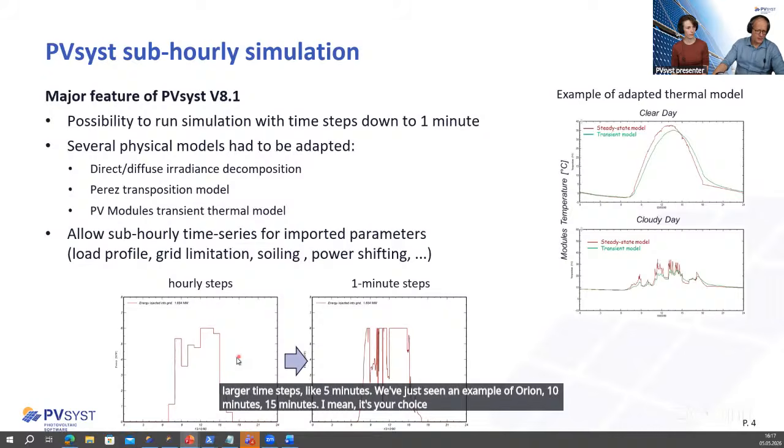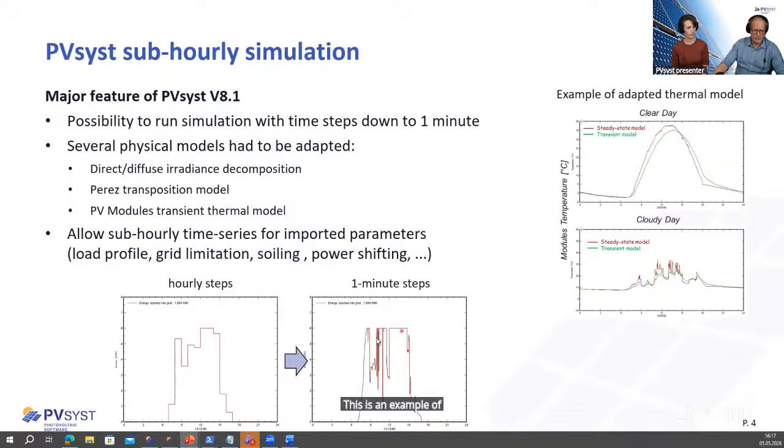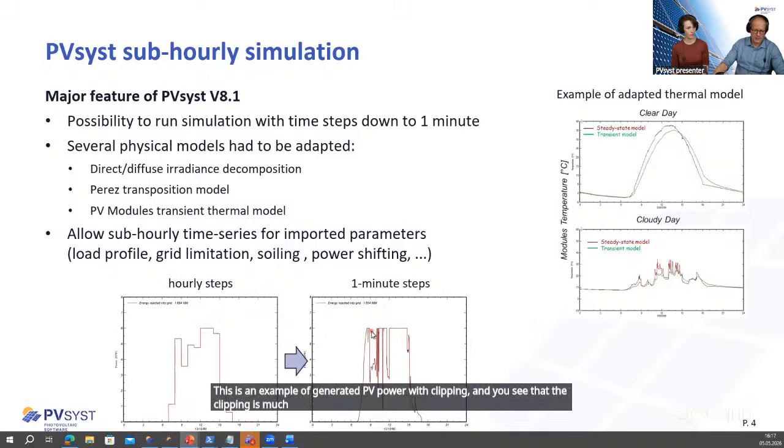And you see here on the bottom, the simulation results of hourly steps and 1 minute steps makes a big difference in the precision and the details you get out of your simulation. This is an example of generated PV power with clipping, and you see that the clipping is much better modeled if you have the minute detail than if you use hourly averages.